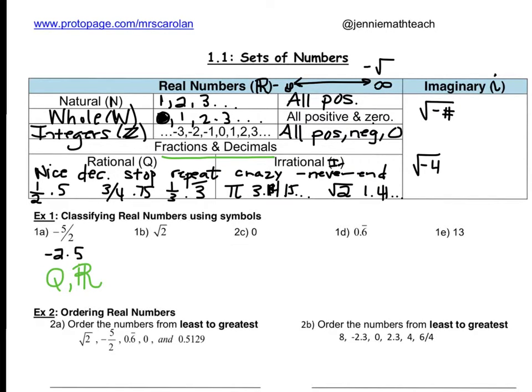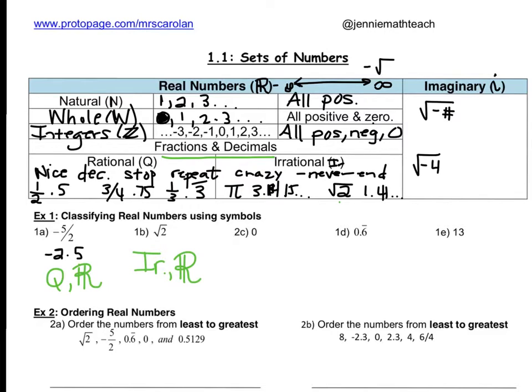Next, the square root of 2, we just talked about that. That's in the irrational section. And it's on the real number line. Even though it's a crazy decimal, it's still part of our real number line. It doesn't have a negative underneath that, so it's real.